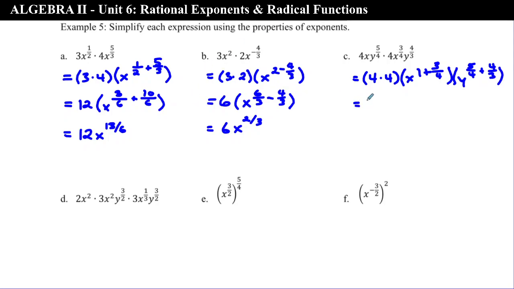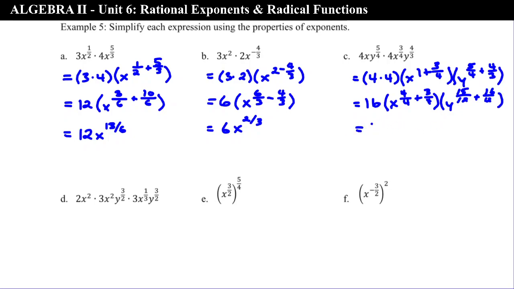So let's go ahead and multiply 4 times 4. That's 16. We got to find common denominators for both our x and our y. Well, this one's easy. We just got 4/4 plus 3/4. For your y, our common denominator is going to be 12. So this becomes 15 over 12 plus this is going to become 16 over 12.